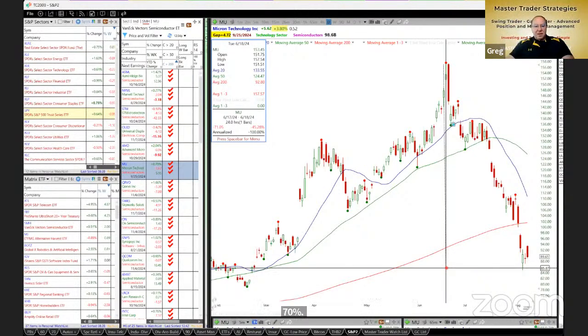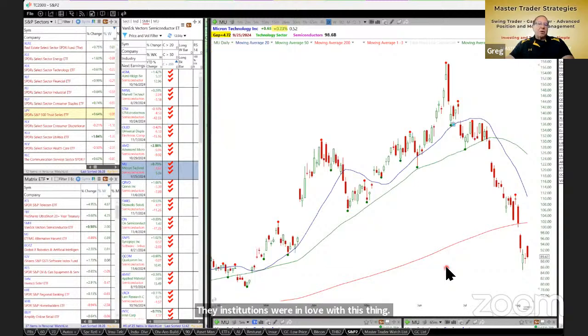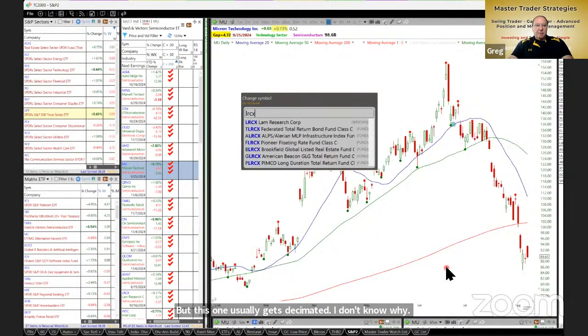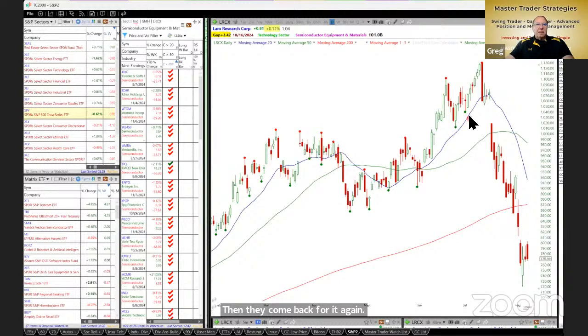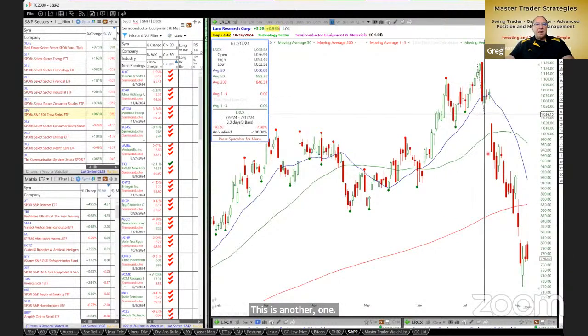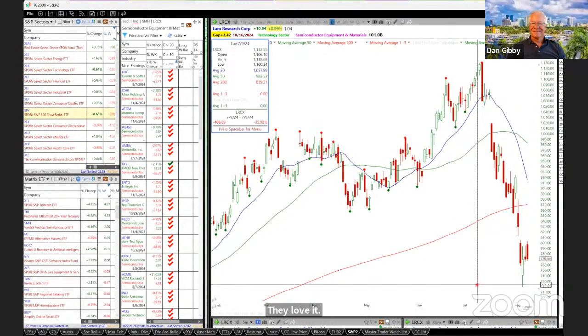Institutions were in love with this thing. And I've seen over the years, they just come back, they get divorced, they fall in love again, they get divorced, but this one usually gets decimated. I don't know why. Then they come back for it again. This is another one. They love it, and then they hate it. Yep.